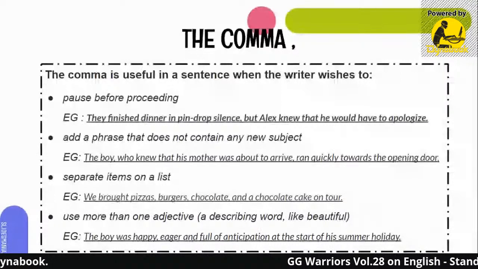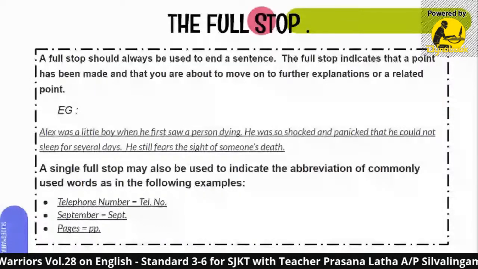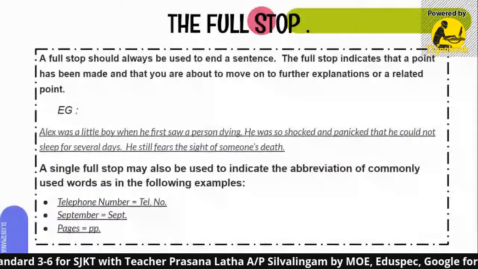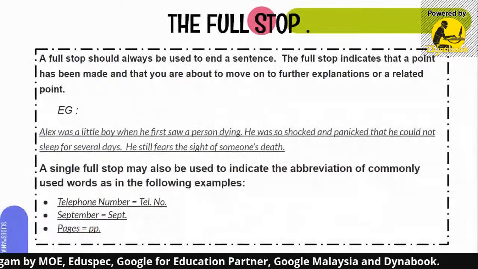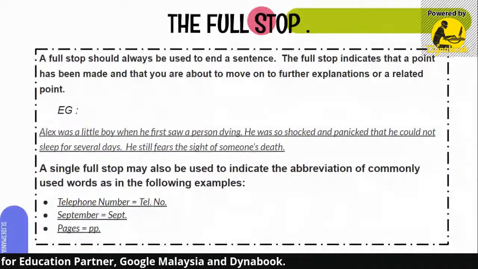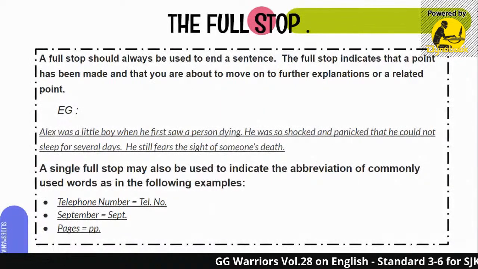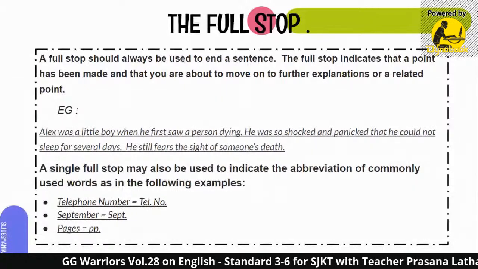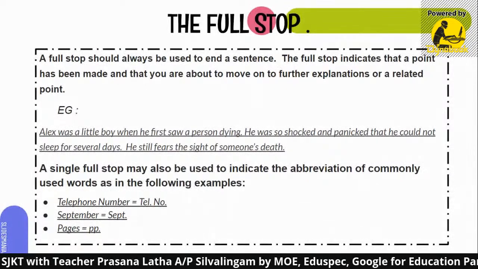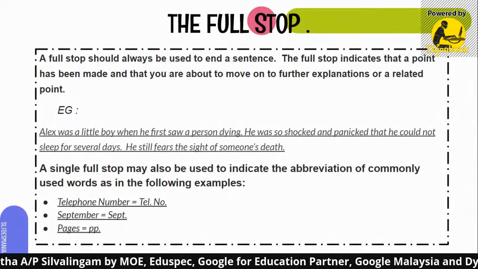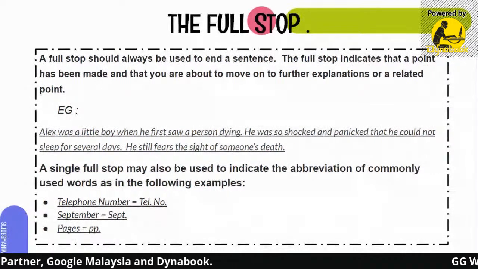Okay, now let's look into the second punctuation. It will be the full stop. Full stop is very familiar. All of us use it at the end of each sentence, mostly. So let's look at what a full stop is. A full stop should always be used to end a sentence. As I mentioned above, it's always about ending a sentence. The full stop indicates that a point has been made and that you're about to move on to further explanation or a related point.